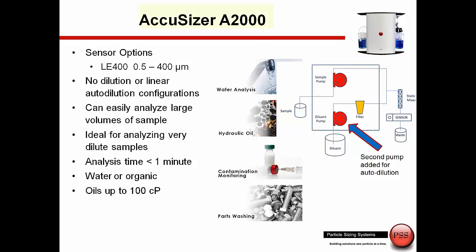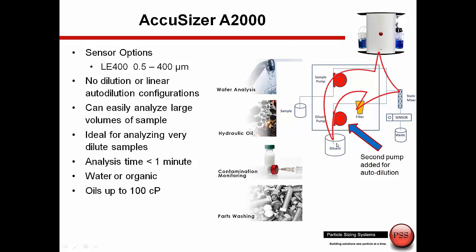The most common system for contamination application is the A2000. This uses the LE400 sensor, which has a dynamic range of 0.5 to 400. And as you look at the flow diagram here, there's two ways this could be used. We could use a single pump and draw the sample up out of the sample container and through the sensor and then measure without any dilution.